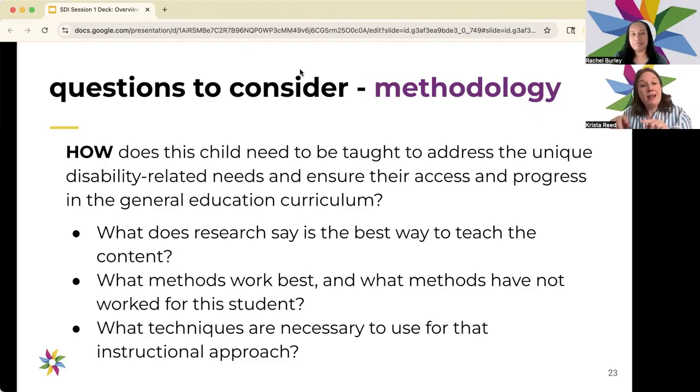What methods work best or have not worked for this student? Like, this is the continuously evaluated data part, right? We can have data about what works for an individual kid, and then what techniques are necessary to use for a particular instructional approach. So all of these guiding questions help a team get underneath of what are the methodology changes they might need to make.